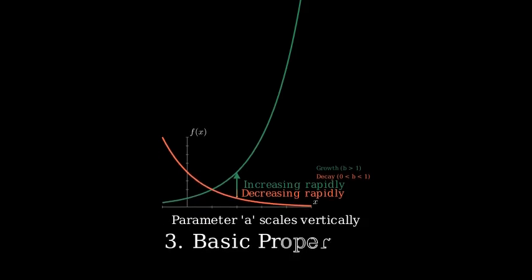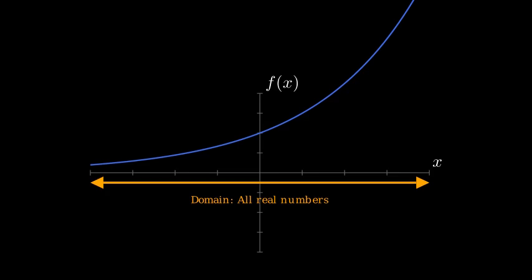Now, let's explore the basic properties of exponential functions. First, the domain and range. The domain of an exponential function includes all real numbers, since we can raise b to any power. For the range, if a is positive, then the function values are always positive, giving us a range from 0 to positive infinity. If a is negative, the range is from negative infinity to 0.